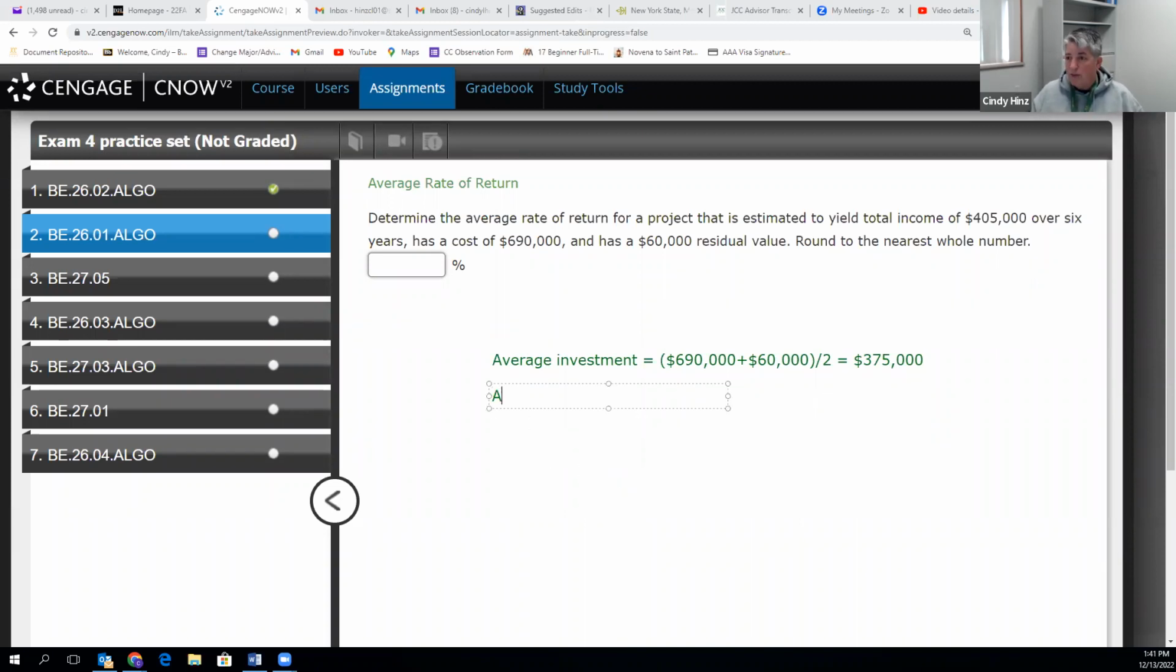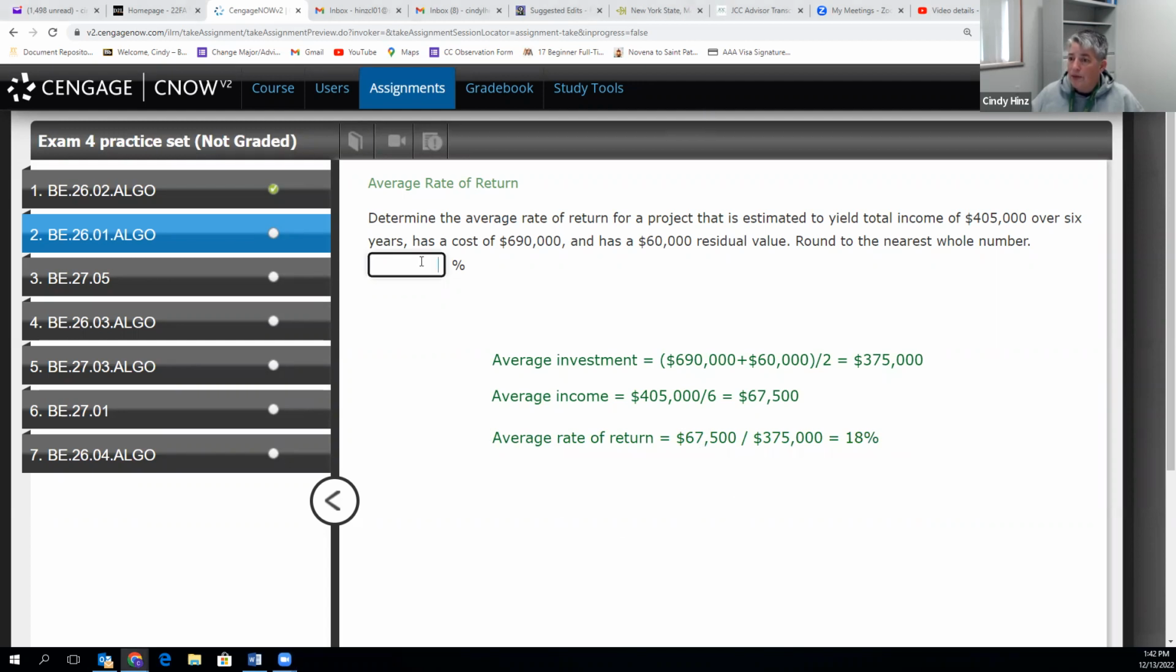We also need to know the average annual income of the project, and it did not give us that. It gave us the total income expected from the project over its useful life. And so for this one, we do need to know that useful life, that $405,000 is expected to come in over 6 years. And so that would be an average income of $67,500. Now we can calculate our accounting or average rate of return by taking the average income and dividing by the average cost of the investment. And I got 0.18 or 18%.